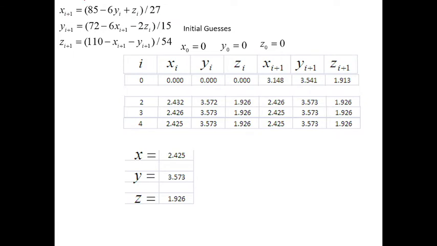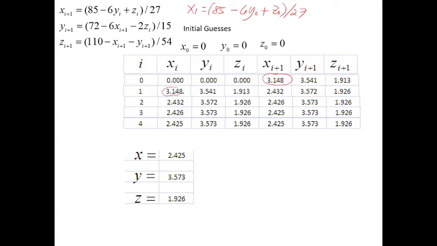So, if for I equals 0, that is x sub 1, 85 minus 6 y sub 0 plus z sub 0 over 27. Okay? So, ano makukuha mo? 85 minus 6 times 0 plus z sub 0 is 0 over 27. So, that is 3.148. No? That is 3.148. Yun na yung x sub 1 mo ngayon. I sub 0 plus 1, x sub 1 mo ngayon. Na ilalagay mo doon.